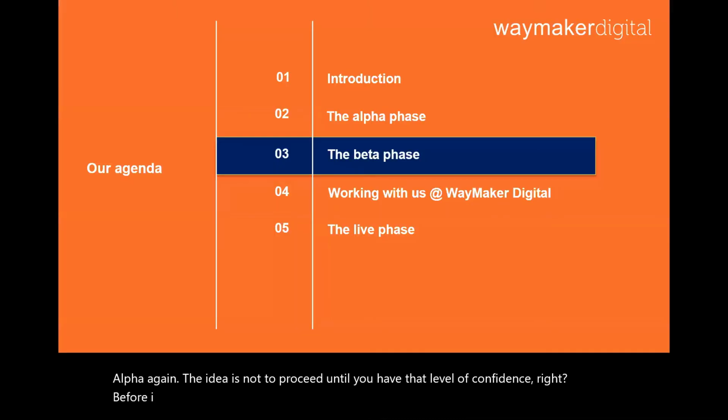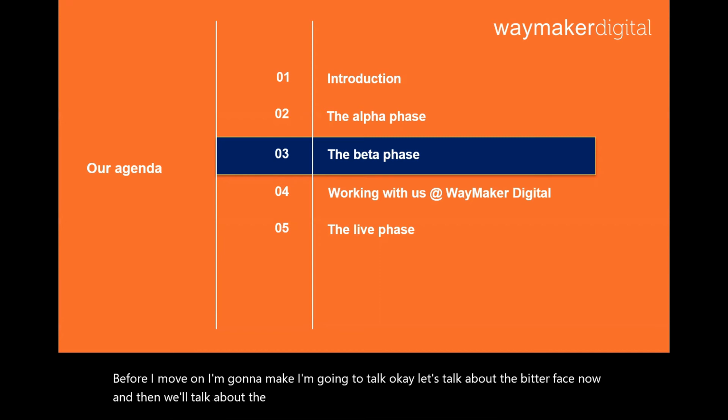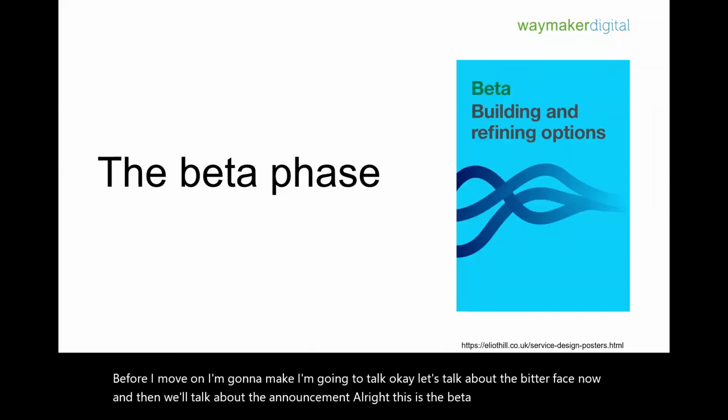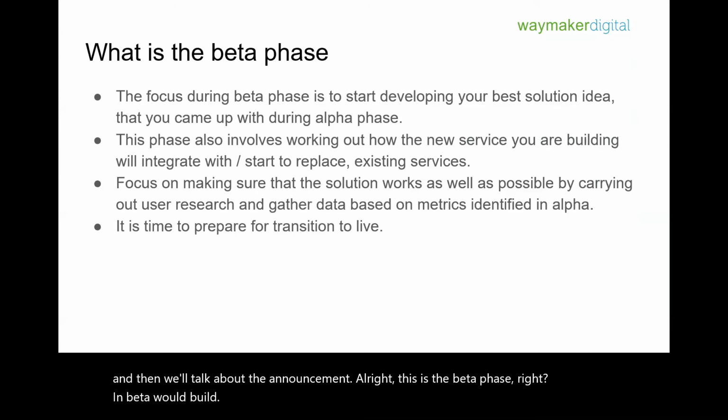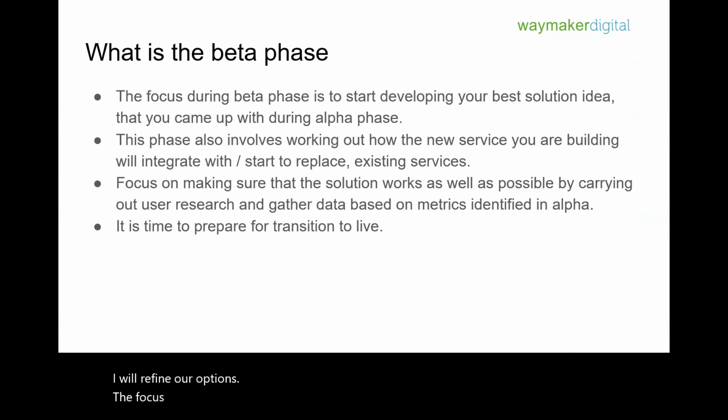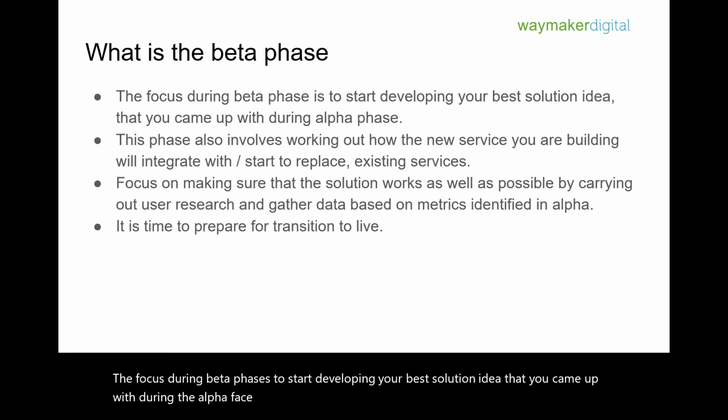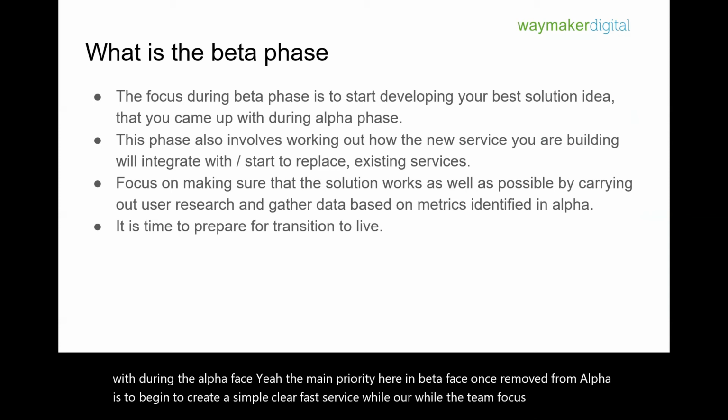Before I move on, let's talk about the beta phase now, and then we'll talk about the announcement, all right? This is the beta phase. In beta, we build and we refine our options. The focus during beta phase is to start developing your best solution idea that you came up with during the alpha phase. The main priority here, once we move from alpha, is to begin to create a simple, clear, fast service while the team works towards live operation.